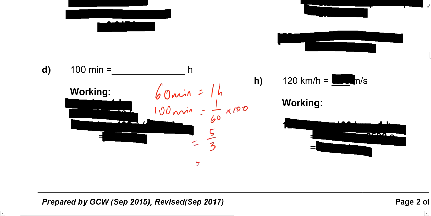Next. 100 minutes equals to how many hours? So 60 minutes equal 1 hour. 100 minutes equals to 1 over 60 times 100, which equals 5 over 3, which is 1.67, approximately, to 3 significant figures.